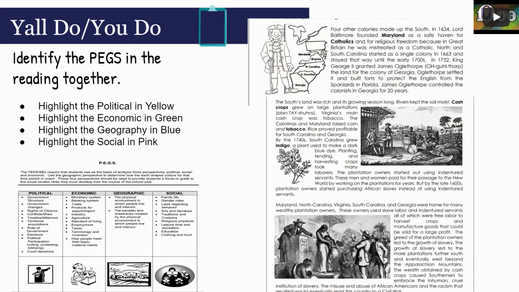So now what you're going to do is you're going to finish the reading, highlighting the information that are the pegs in each one of the sections. So go ahead and stop the video. Take as much time as you need, but it should only take you about 10 minutes to complete the rest of this reading.